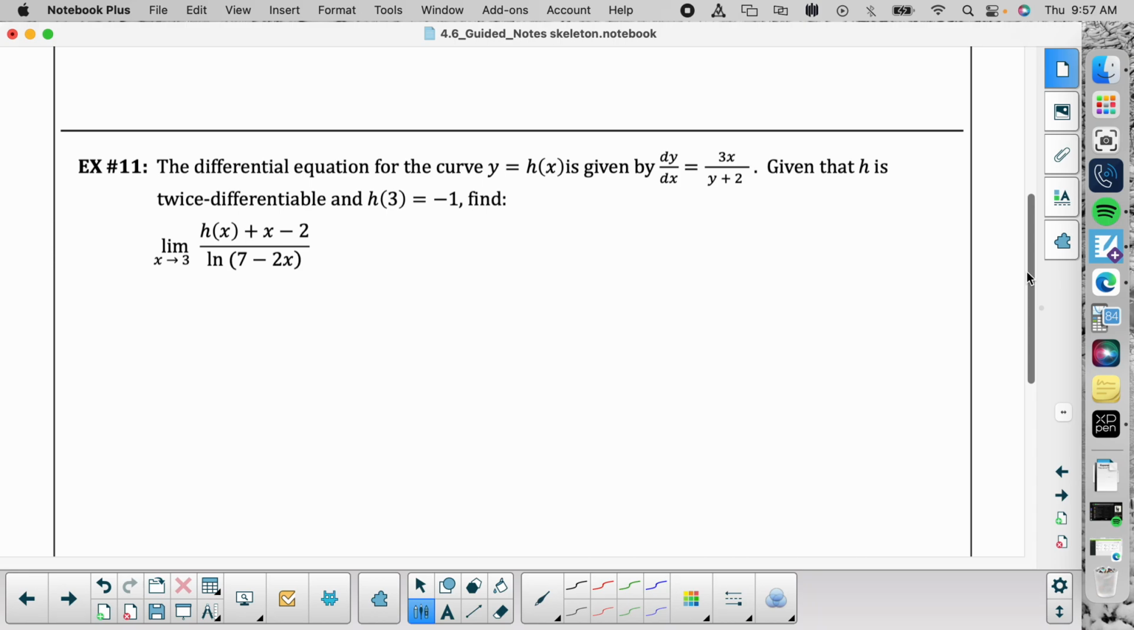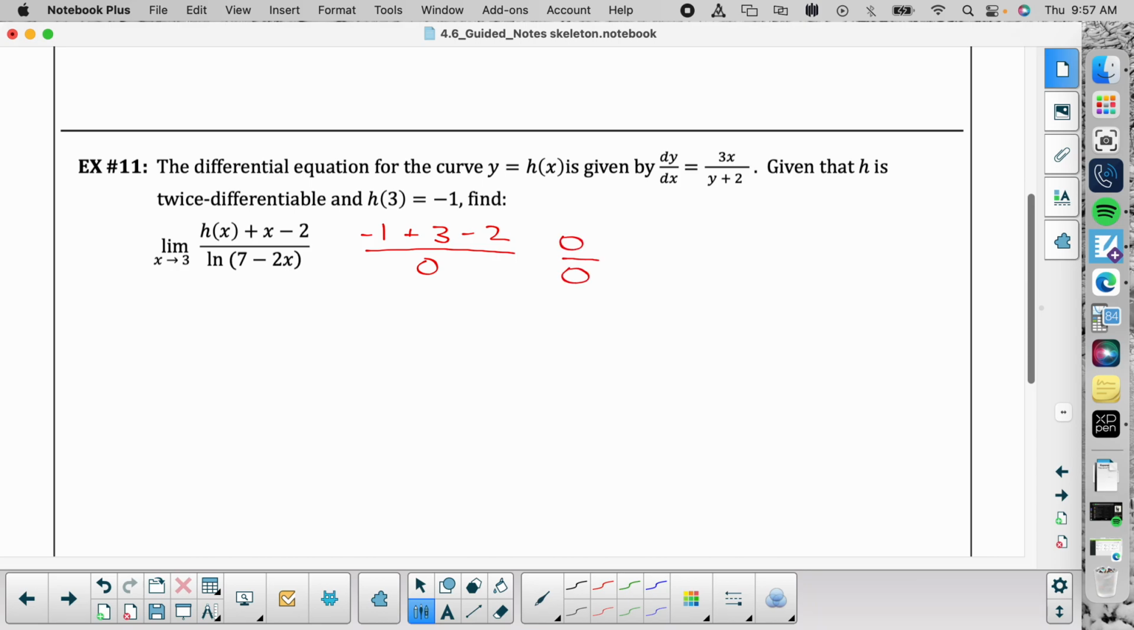The twice differentiable we might need, but I don't know. Plugging in 3, I wouldn't be able to find h because we weren't given h, but it tells us that h of 3 is -1. So I will put in the information that I'm told and calculate some other ones. This one's kind of a combination. We don't have a table, but we have one piece that is different. ln of 7 minus 6, ln of 1, that's 0.